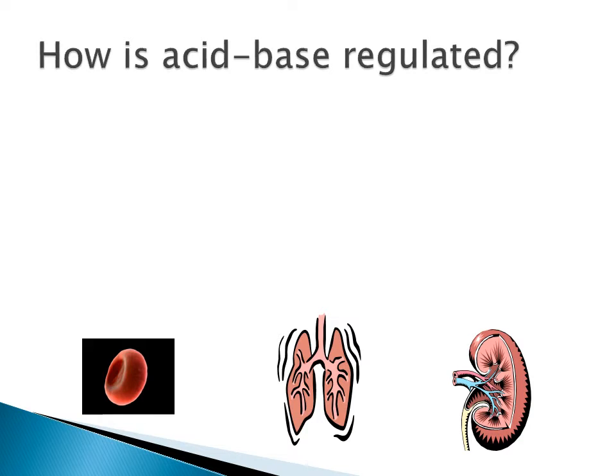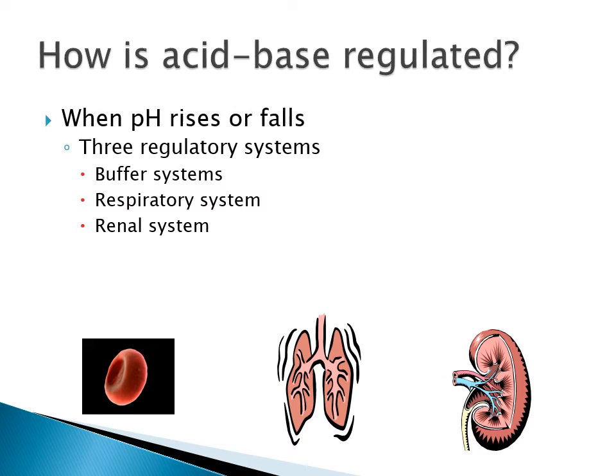So, how is acid-base regulated? Well, when the pH rises or falls, and remember the pH needs to be 7.35 to 7.45. It's a very tight number in our blood that it needs to be. When it changes to either acidic or base, there are three regulatory systems that come into play. And here are those three. The three are the buffer systems, the respiratory system, and the renal system. Let's talk about each of those specifically.